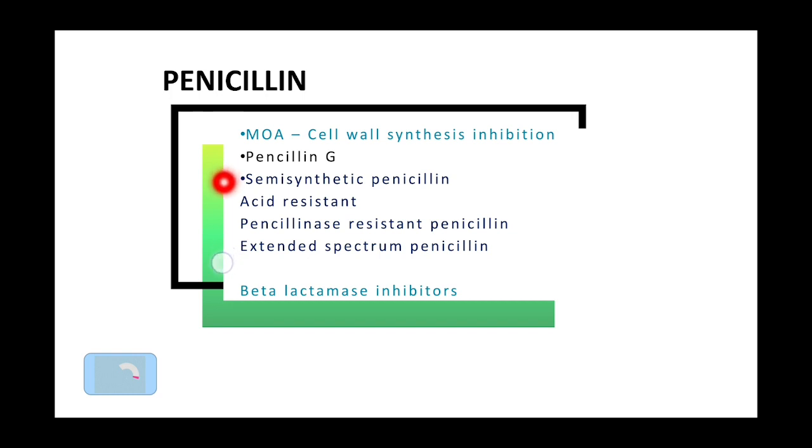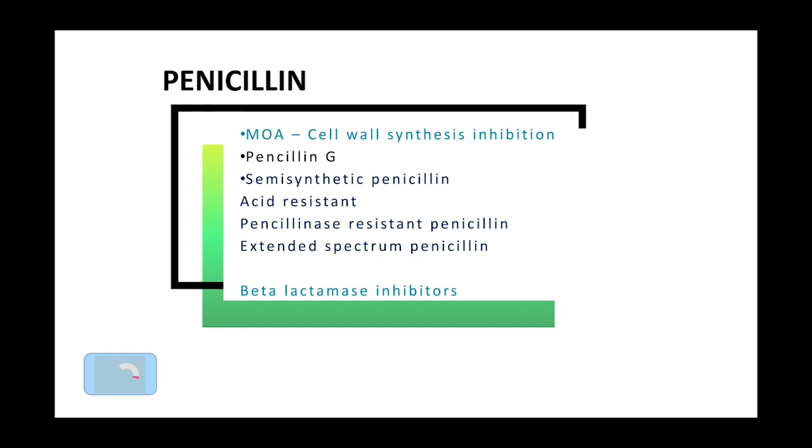They are divided into acid-resistant penicillin, penicillinase-resistant penicillin, and extended spectrum penicillin. The acid-resistant penicillin consists of phenoxymethyl penicillin, which is also known as penicillin V. Its oral administration is better, given as a dose of 250 to 500 mg 6 hourly. The spectrum is similar to that of penicillin G.